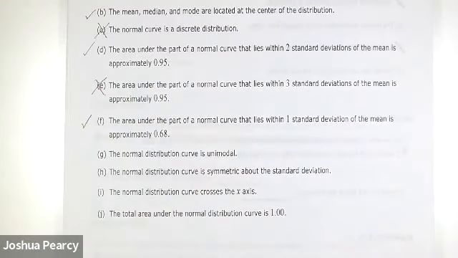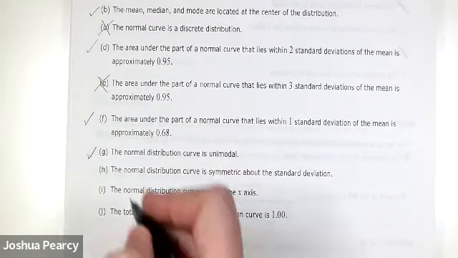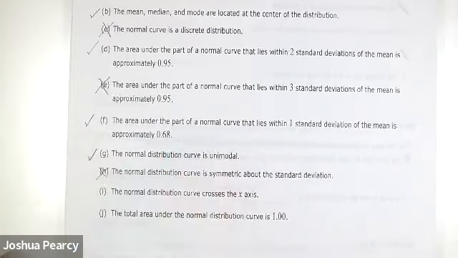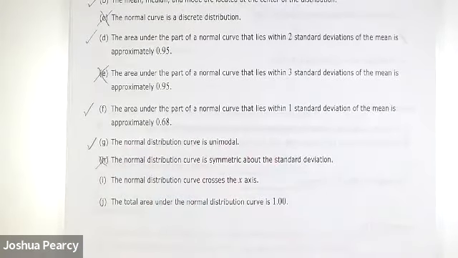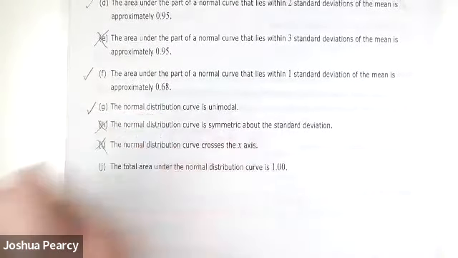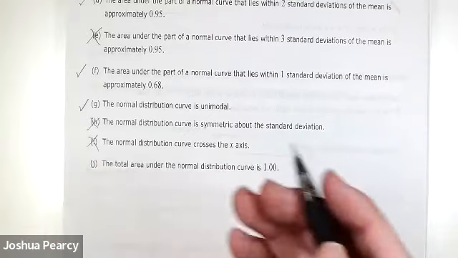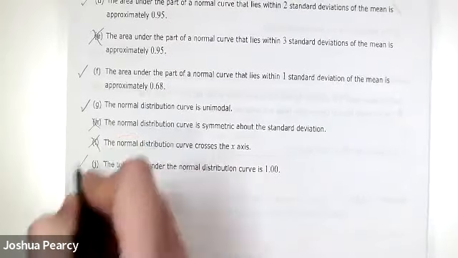So the normal distribution curve is unimodal. That just means there's one mode or one peak. That is true. We said that in the properties. The normal curve is symmetric about the standard deviation. That doesn't make any sense. Symmetric about the mean. The normal curve crosses the x-axis. That is no, it never crosses the x-axis. And the last one, the total area under the curve is 1. That's right too.